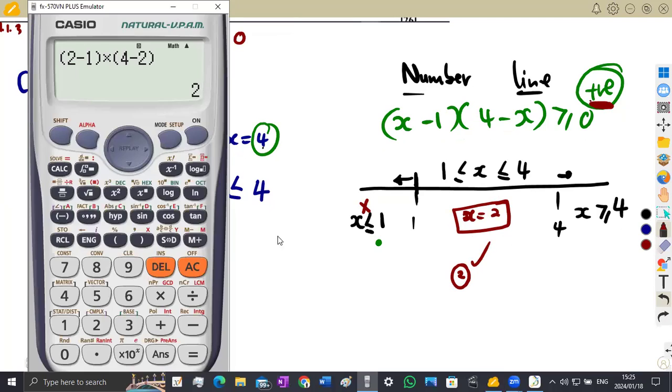All right, let's try another one, 3, because it's part of the solution from 1 up to 4. 3 is also there. So in place of x, we're going to substitute what? A 3. All right, so let's bring our calculator. In place of x here, you're going to put a 3. Wherever there was x, we're going to put a 3.